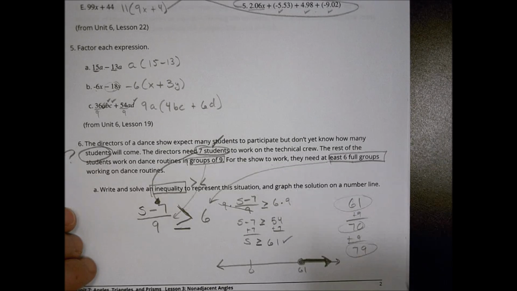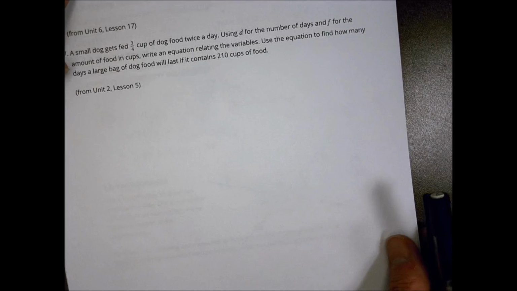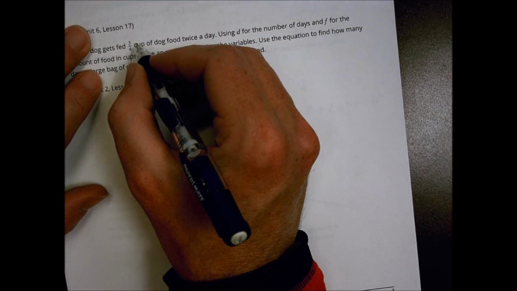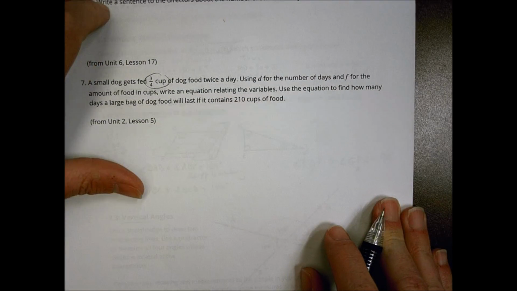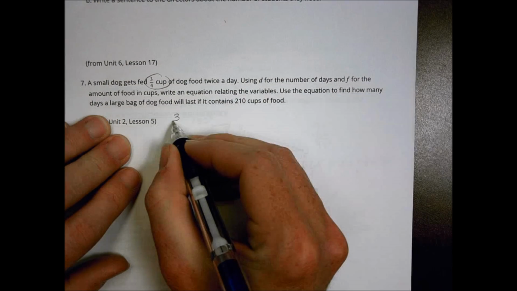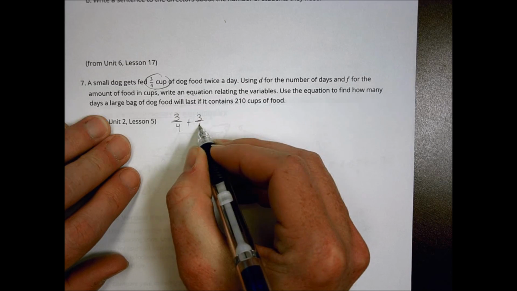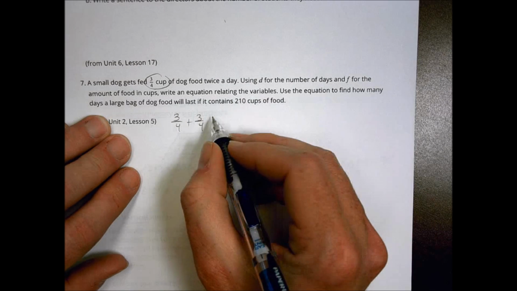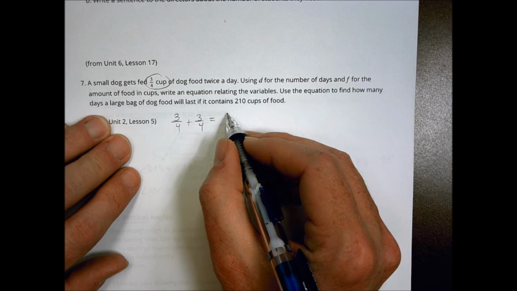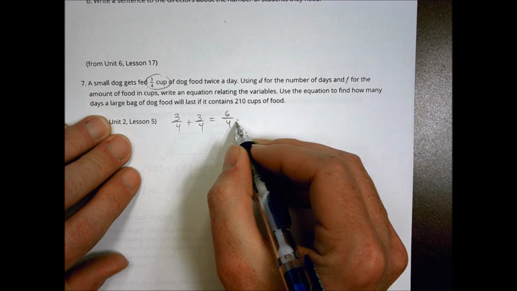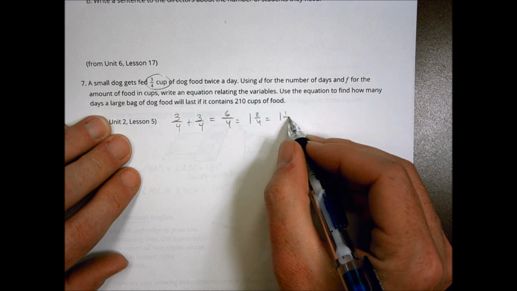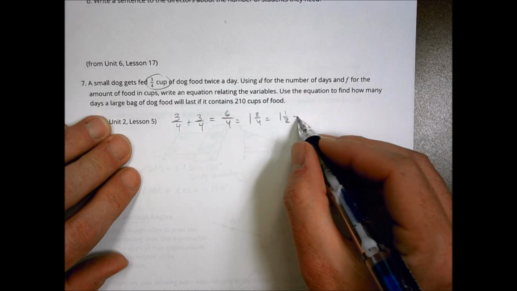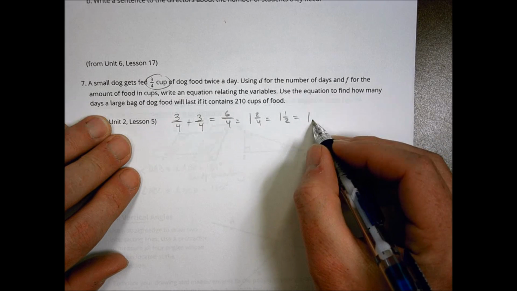All right, let's look at the last one. It says that a small dog gets fed 3/4 a cup of dog food twice a day. So that's 3/4 of a cup of food twice a day. 3/4 plus 3/4 is equal to 6/4. That's the same as 1 and 2/4, and that's the same as 1 1/2, which as a fraction is 1 1/2, as a decimal is 1.5, depending upon what you want to work with.